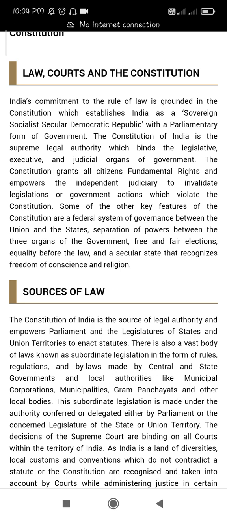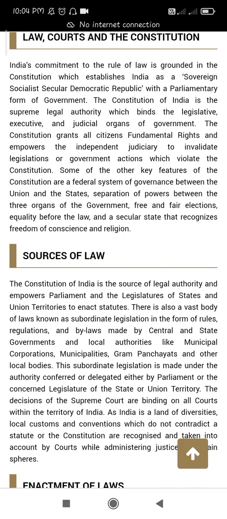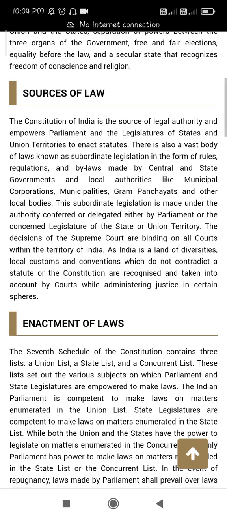The Constitution grants all citizens fundamental rights and empowers the independent judiciary to invalidate legislation of all government action which violate the Constitution. Some of the other key features of the Constitution are a federal system of governance between the union and the states, separation of powers between the three organs of the government, free and fair election, equality before the law, and a secular state that recognizes freedom of conscience and religion.